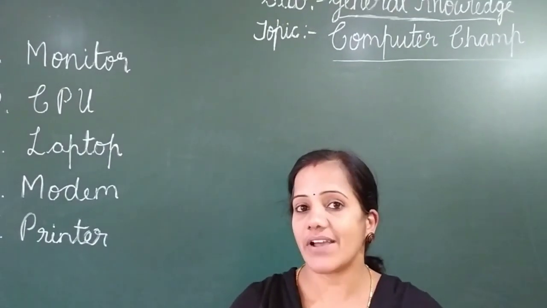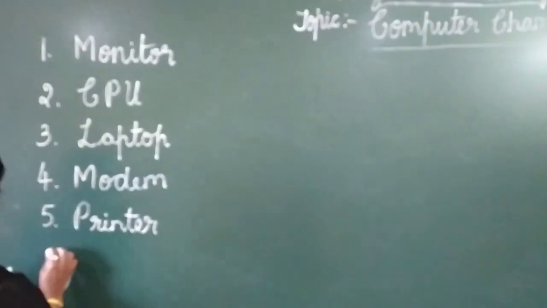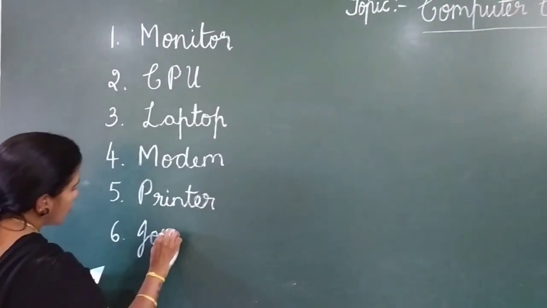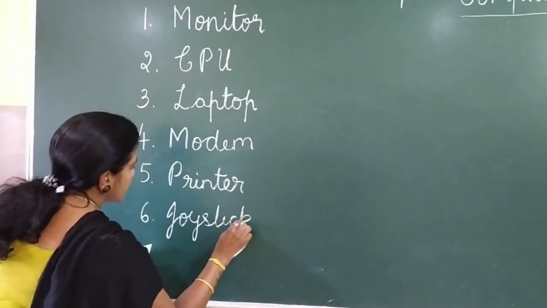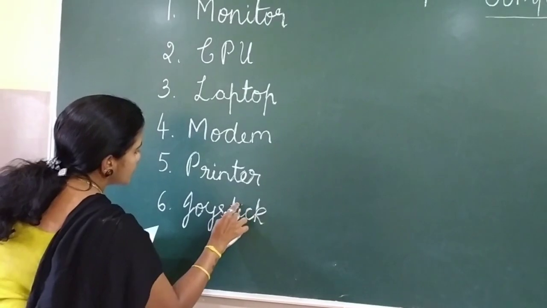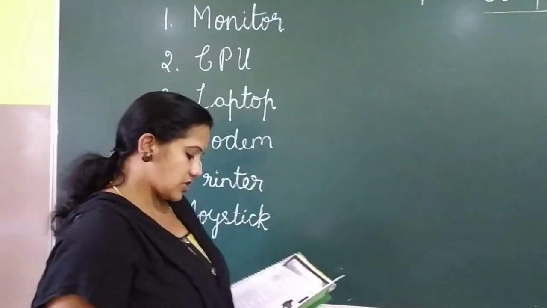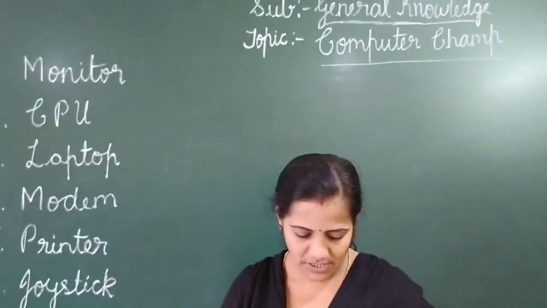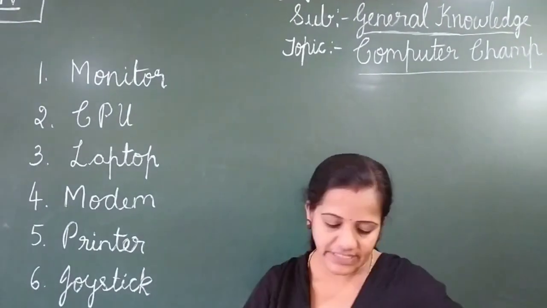Okay, which is this device? It is joystick. Okay, so this is called as joystick. So this joystick is used mainly to play games. Okay, it is more mainly used for games. Okay, so this is called as joystick. Next we'll move on to the seventh one.